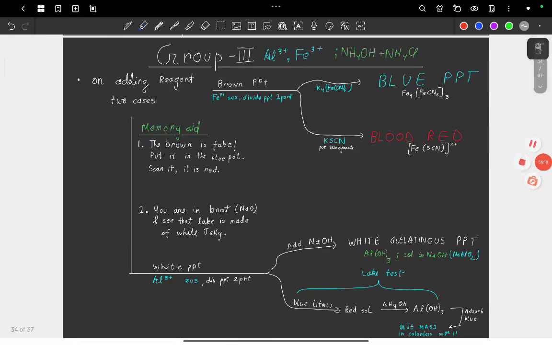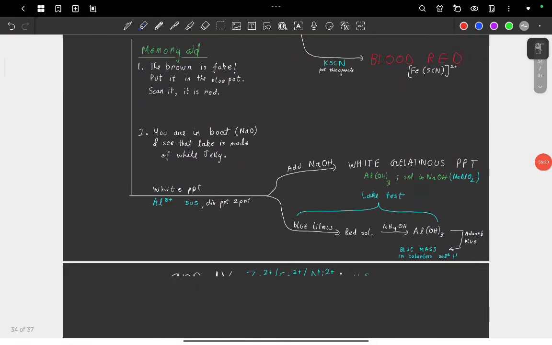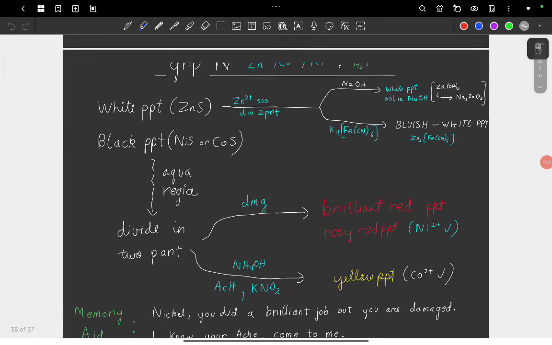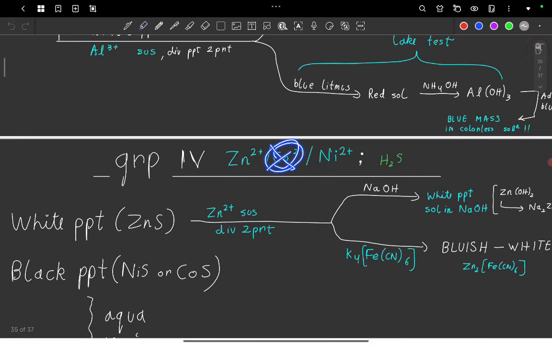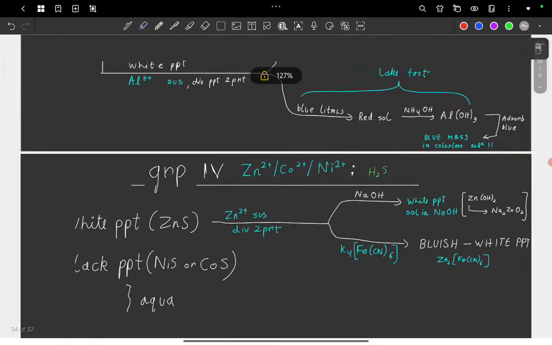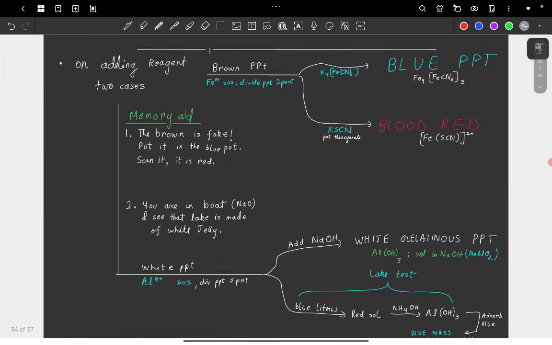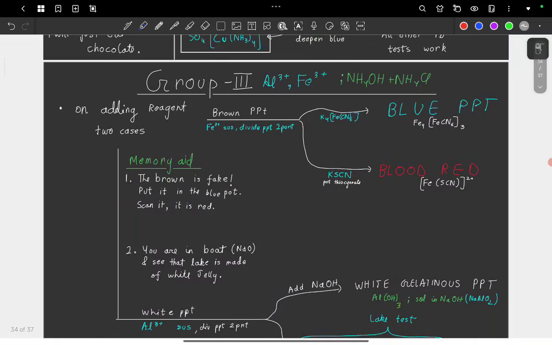So this was the third group. Now let's move on to the fourth group, which is somewhat easier. Again, cobalt is out of your syllabus, but it asks the question, so I am teaching it. And here again, the third test failed.